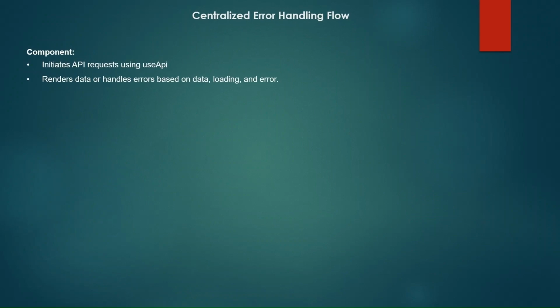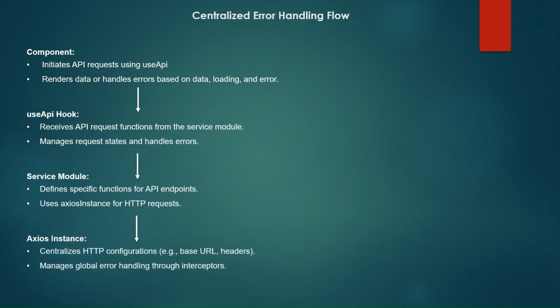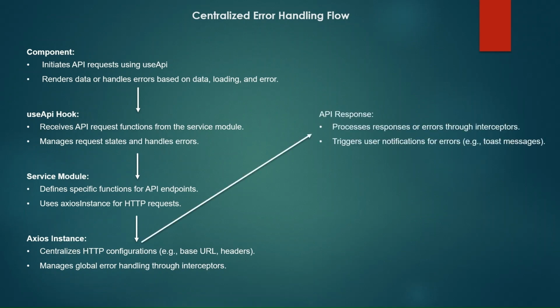The component triggers an API call using useApi. useApi calls the service module, passing any necessary parameters. The service module uses the Axios instance to make the HTTP request. Axios interceptors handle the response or parse errors, logging them and notifying the user if needed. Finally, the useApi hook returns structured states back to the component. This flow ensures that components focus on rendering data and interactions.